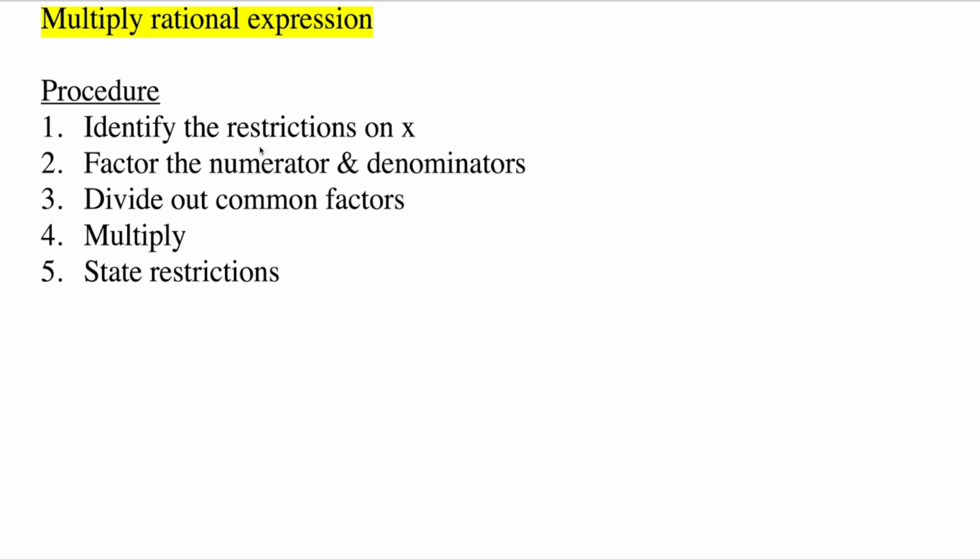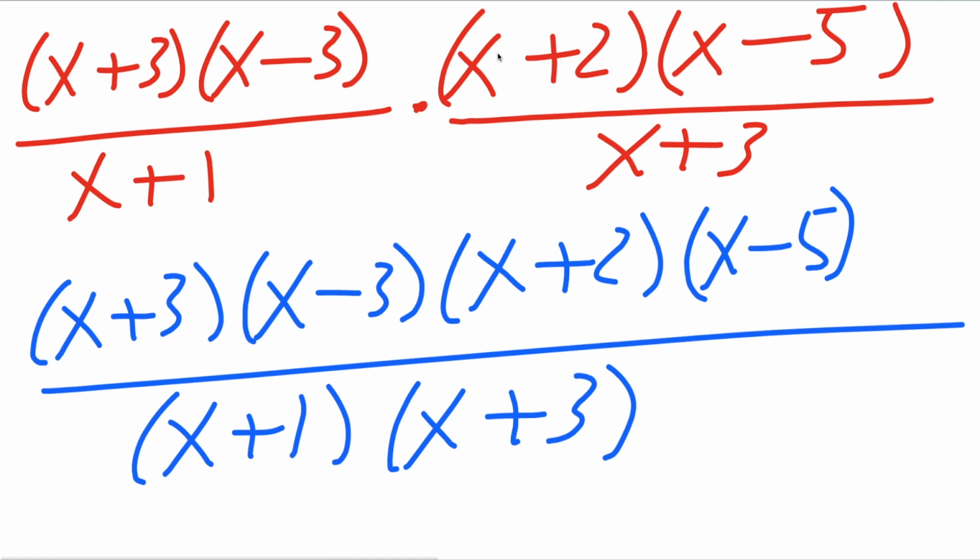And looking at our steps, we already did step 1. We identified the restriction for x, so what can't we divide by. Step 2 says factor the numerator and denominator. We did that. Now we're going to divide out common factors. I guess I switched step 3 and 4. I first multiplied and then I'm going to divide. Minor thing. So what I'm going to do now is divide out the common pieces.